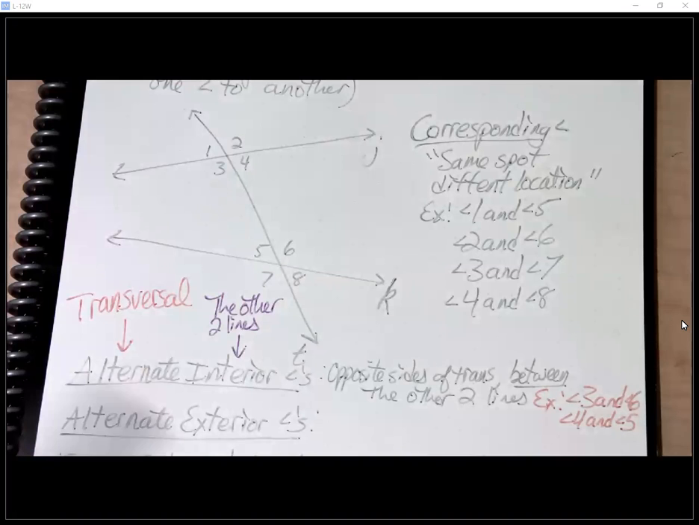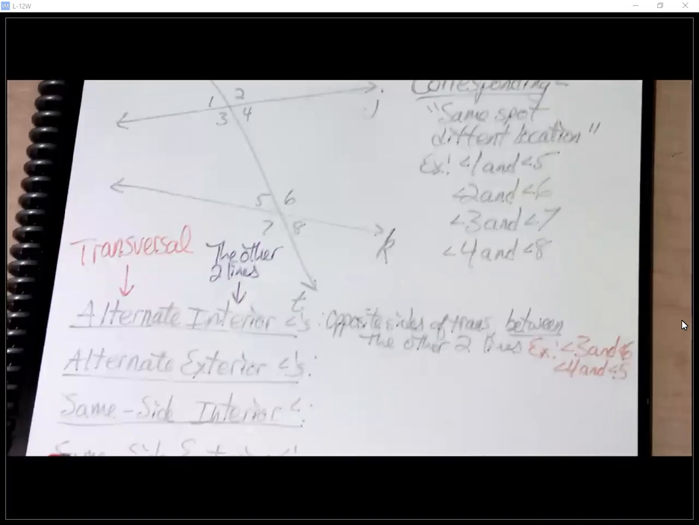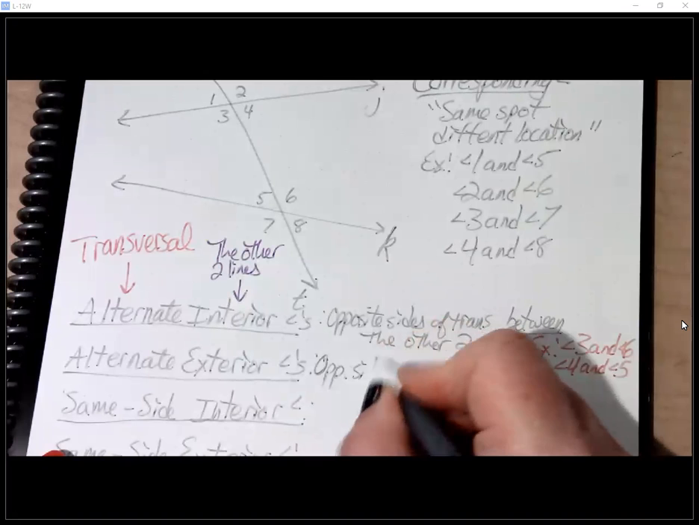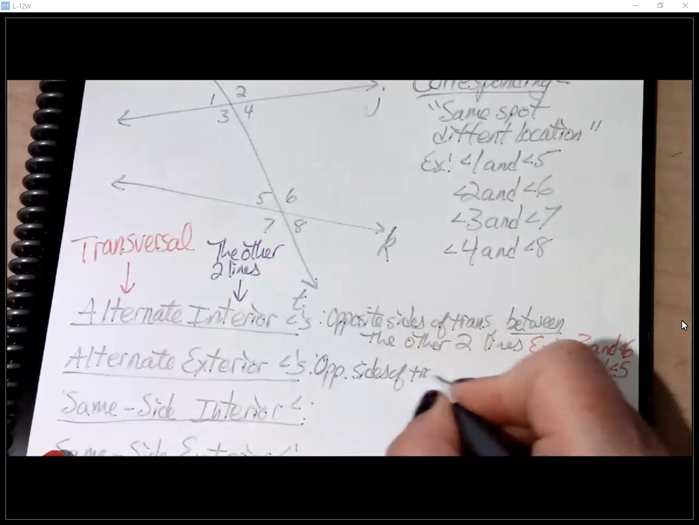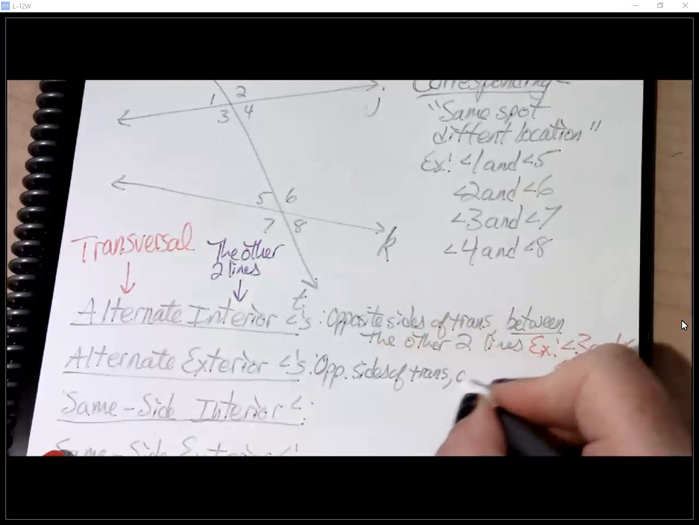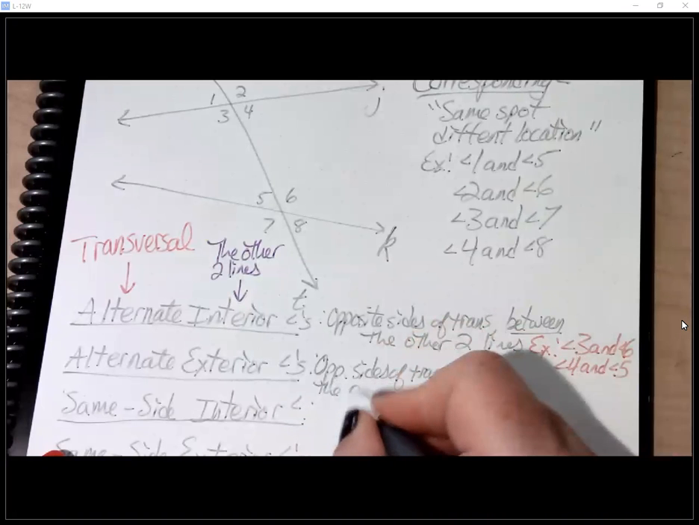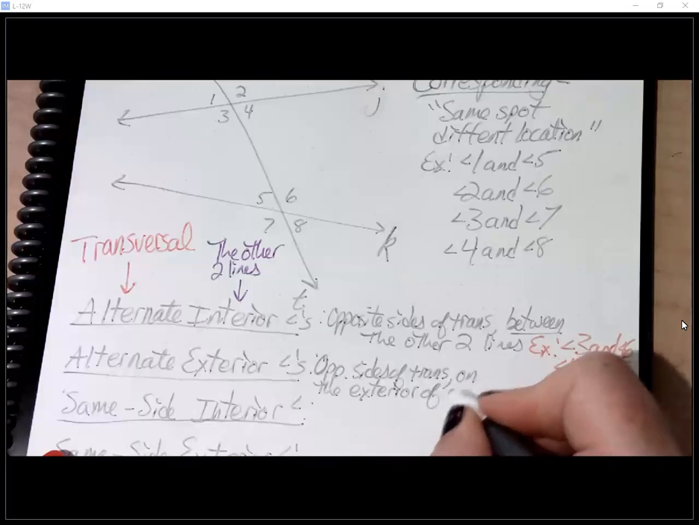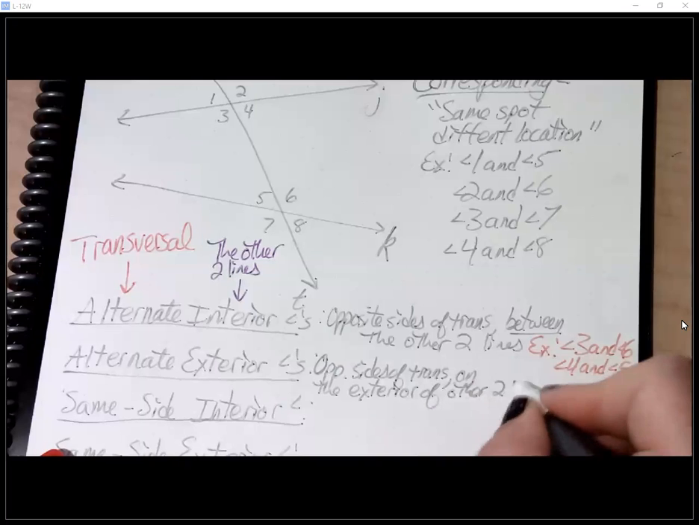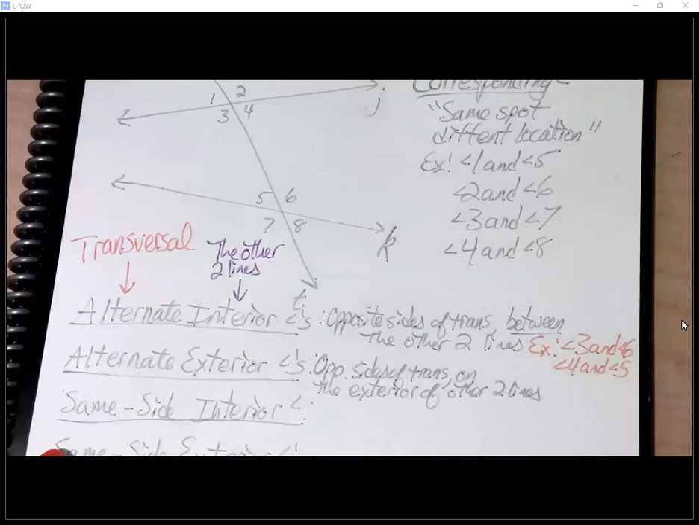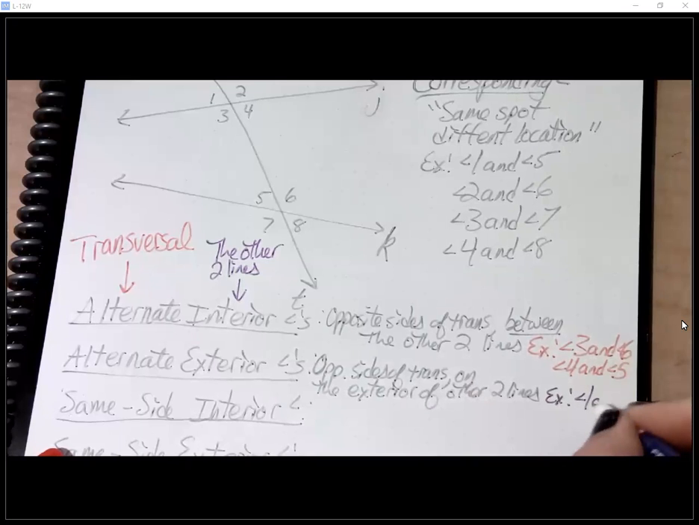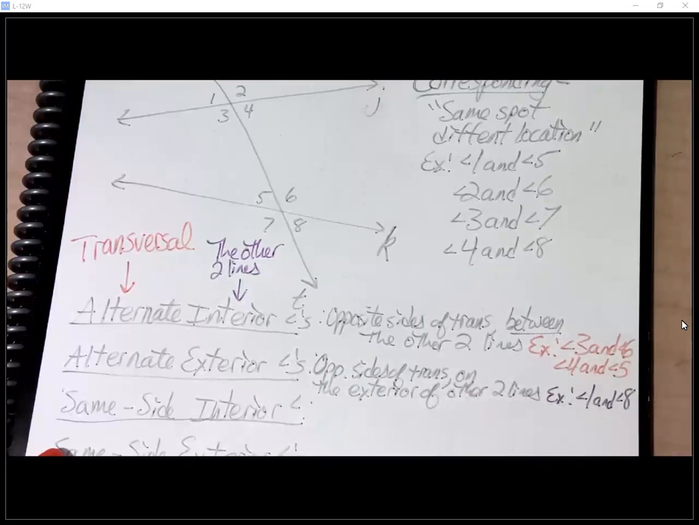Okay, so alternate exteriors. Let's say what they do. Opposite sides of the transversal on the exterior of the other two lines. So our examples for these are, we said 1 and 8. We also said 2 and 7.